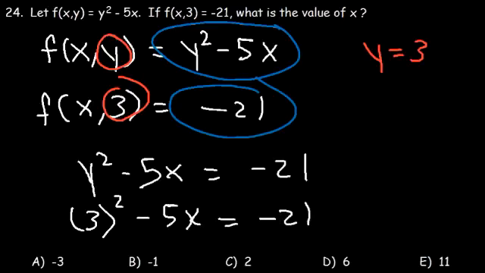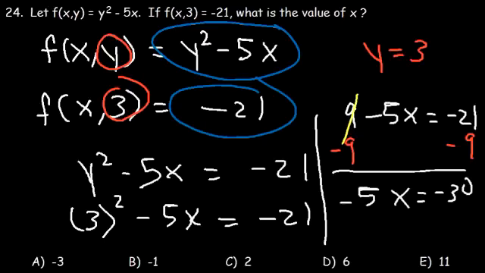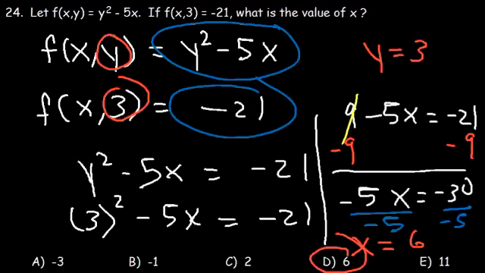3 squared is equal to 9. And we're going to subtract both sides by 9. So negative 21 minus 9 is equal to negative 30. And so we're going to divide both sides by negative 5. Therefore, negative 30 divided by negative 5 is equal to positive 6. And so D is the right answer for this problem, because that's all we're looking for. We just want to know what is the value of x.